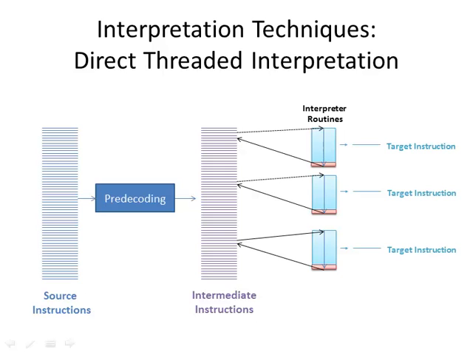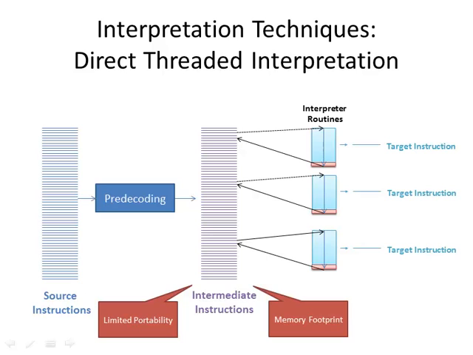The primary drawbacks of this technique include limited portability, as the intermediate form is dependent on the exact location of the interpretation routines in memory. This technique also requires a larger memory footprint, as the size of the pre-decoded instructions is proportional to the source memory image. In addition, the identical instructions still have to go through an interpretation routine, even if the work involved within each routine is reduced.